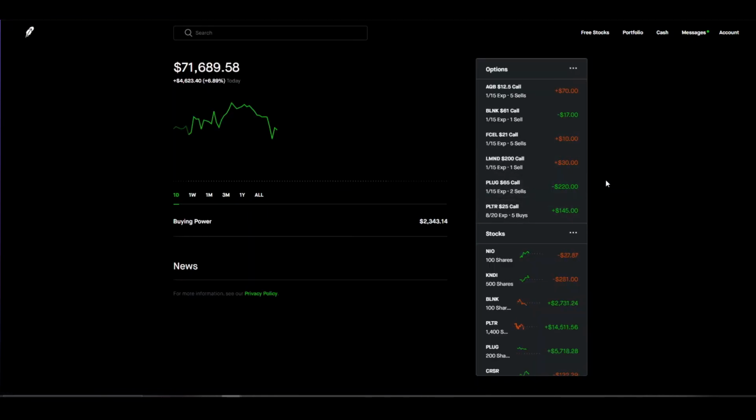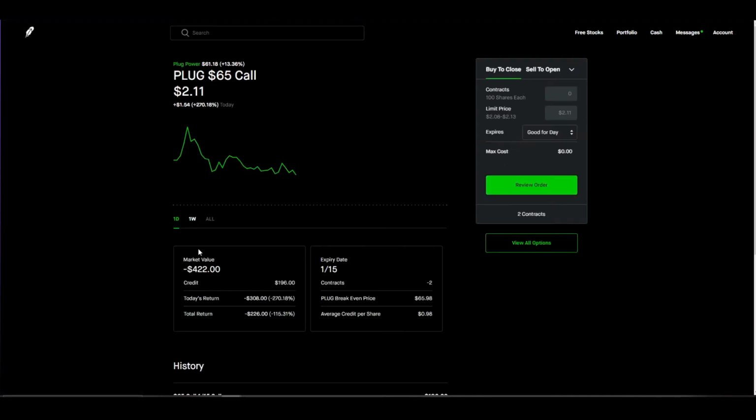So let's look at Plug and the calls that I wrote. Call writing is different than call buying. When you write a call, you are selling that risk and that opportunity to somebody else. The reason I say risk or opportunity is because depending on how you look at it, it could be either. Maybe to you, like I've just illustrated with Plug.